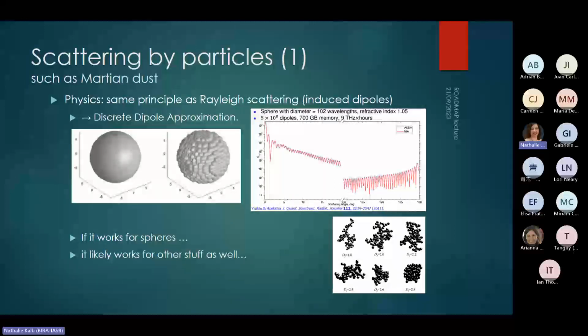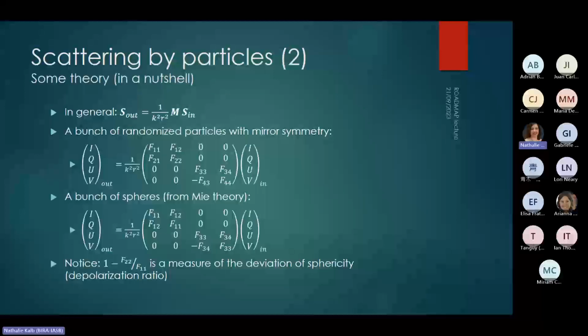So for example, these black carbon models for soot particles. However, these are very, very computationally intensive calculations. Look at it, for example, you need almost 1 billion dipoles and so on. 700 gigabytes of memory, yeah, okay. Usually people use Mie theory, in general, I have to say, so this is the equation for general particles.